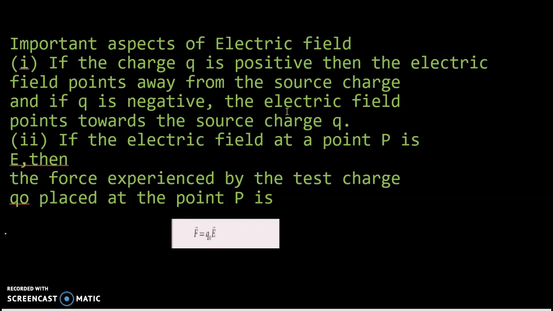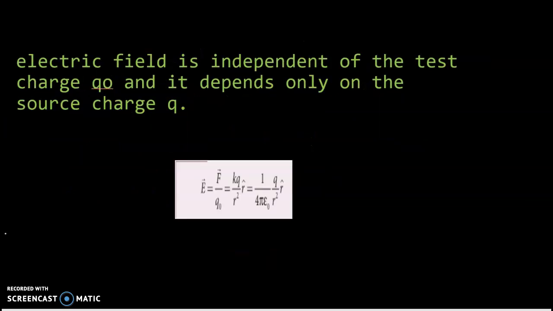And then the second point is, if the electric field at a point P is E, then the force experienced by the test charge Q naught placed at that point P is given by F vector is equal to Q naught into E vector. Another interesting fact about the electric field is that it is independent of the test charge Q naught, and it depends only upon the source charge Q. From this equation, we can infer that the electric field is independent of the test charge Q naught, and it depends only upon the source charge Q.